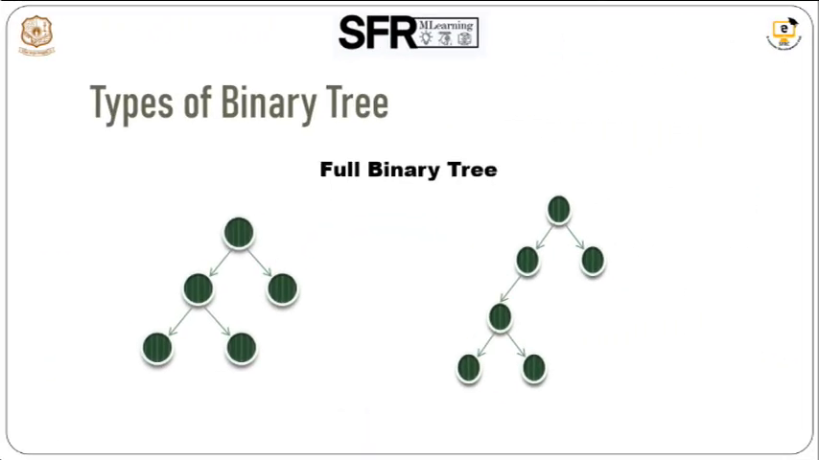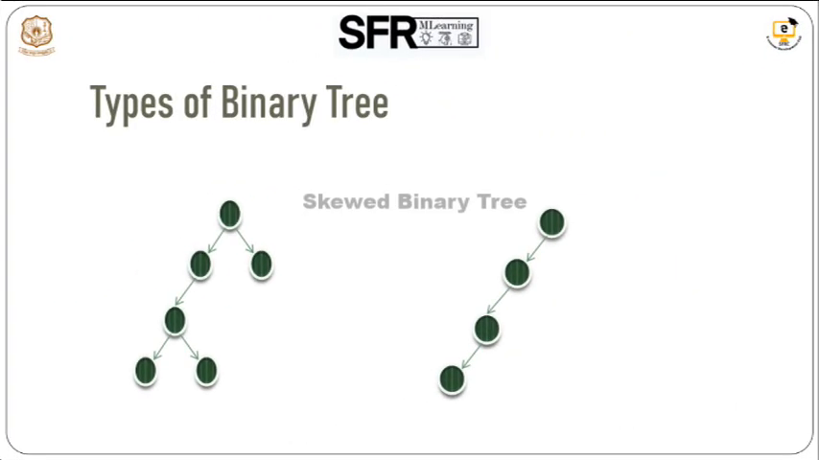Here we have two trees. Which one is the full binary tree? Is the left side tree the full binary tree? If it is a full binary tree, then each and every node must contain either 0 or 2 children. It is not allowed to have only one child, but in the left side image you can see that at level 2 one node is having only one child, right. So, it is not a full binary tree. The first tree is the full binary tree.